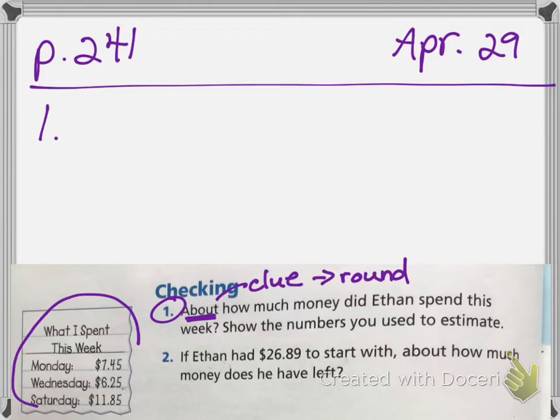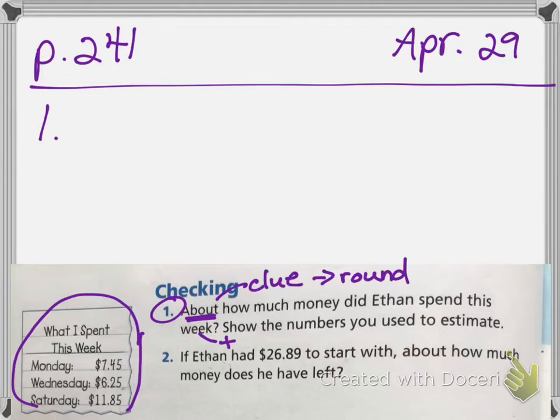Okay, so here's Ethan's little record of what he spent this week. About how much money did he spend this week? So they are asking how much money did he spend all together over the whole week? So is that a clue to add or subtract those numbers? Pause until you have decided. Okay, so it doesn't say whole week, but it says this week. So that means everything during the week. That's kind of inferred that we are adding. Okay, so we know we're going to be adding.